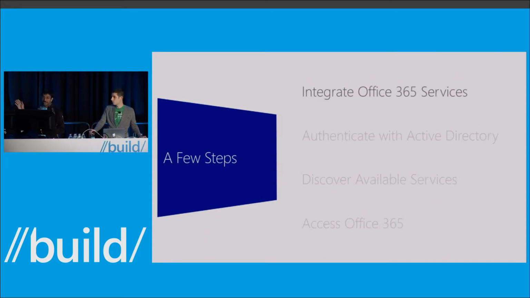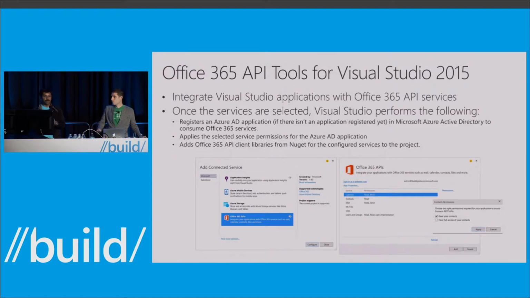So let's look at what options we get to integrate Office 365 services in your Visual Studio Xamarin application. We have this awesome tool called Office 365 API Tools for Visual Studio that streamlines the process of registering your application with Azure AD, and also gives you a UI to actually select what resources you want, or you could say what capabilities you want for your app.